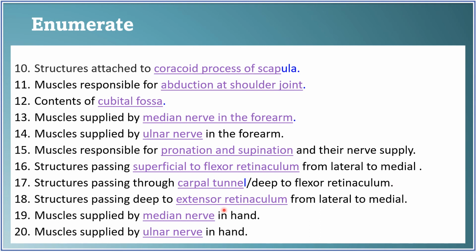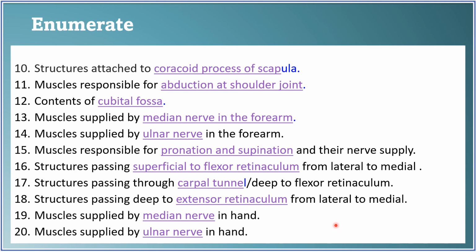Structures passing deep to the extensor retinaculum, again read here from lateral to medial side. All the 6 compartments you have to mention from lateral to medial side and the structures passing through them. Muscles supplied by the median nerve in the hand, the 5 muscles, 3 of the thenar eminence, the first and second lumbrical, you have to mention. Muscles supplied by the ulnar nerve in the hand, the 15 muscles, you have to name them, right?